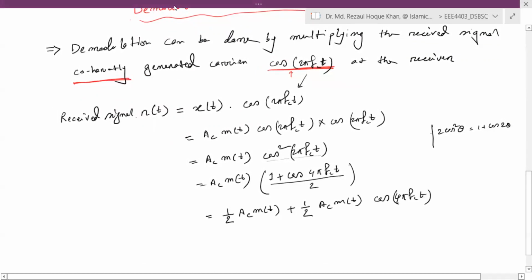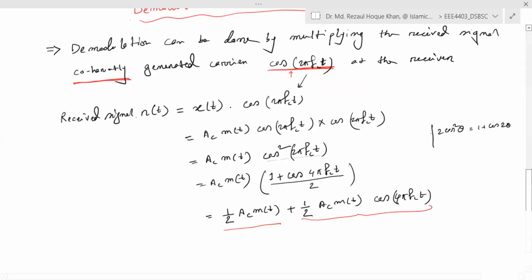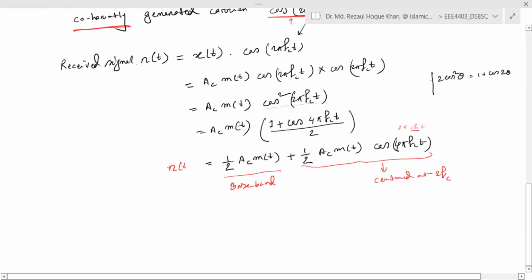Here, the first term is nothing but the baseband signal, and the second term is centered at the modulated frequency. It was supposed to be 2 pi fc, but here it is twice fc, meaning it's centered at twice fc. Okay, so let us see how this signal will look in the Fourier transform. This is our r(t).